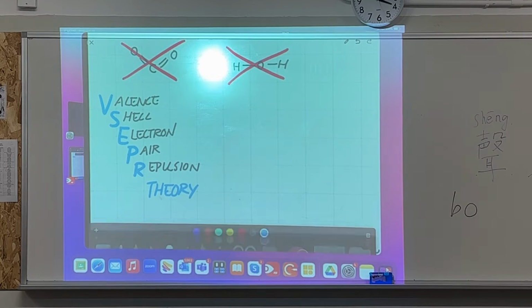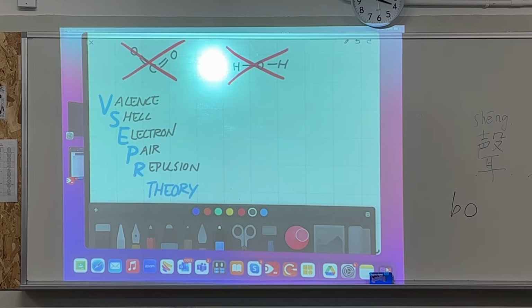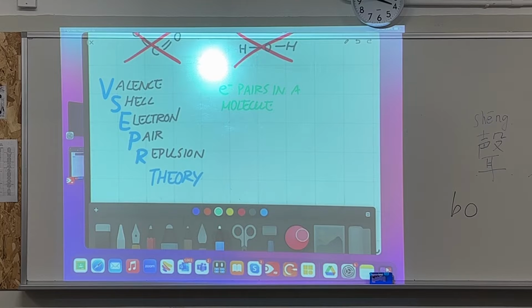In a nutshell, electron pairs in a molecule will repel one another. I will show you a simulation, and I assure you, everybody will understand it when I show you that simulation. But bear with me first. I will just put down the definition here first. Electron pairs in a molecule, which can be bond pair or lone pair.